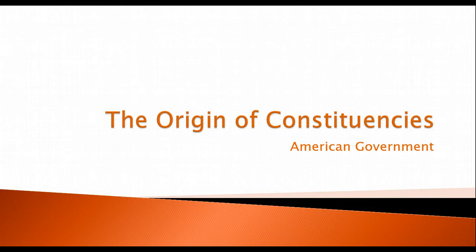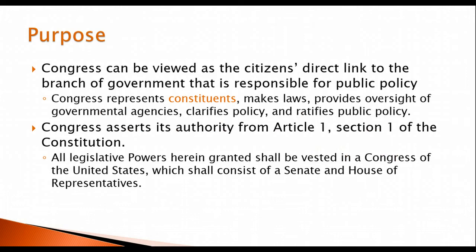With today's lesson, we're going to be looking at the origin of constituencies. Alright, purpose. Congress can be viewed as the citizen's direct link to the branch of government that is responsible for public policy. When we look at public policy, all we're really talking about here are the laws that are passed that have to be abided by with the citizenship.